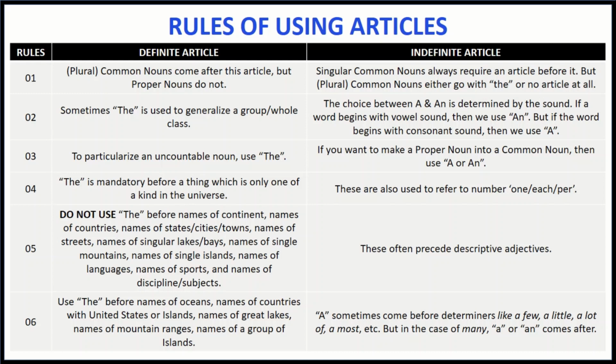Rule number six for the indefinite article is that you have to use a sometimes before determiners like a few, a little, a lot, a lot of, most, etc. But in the case of many, a or an comes after. Anyways, let's look at some examples so that we can be clearer about these rules.